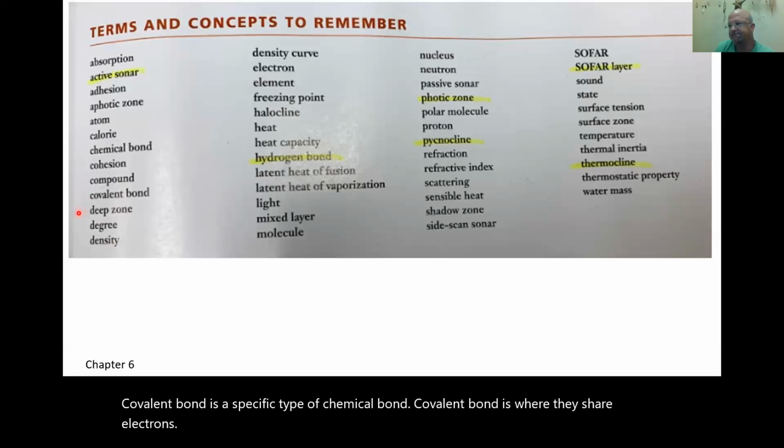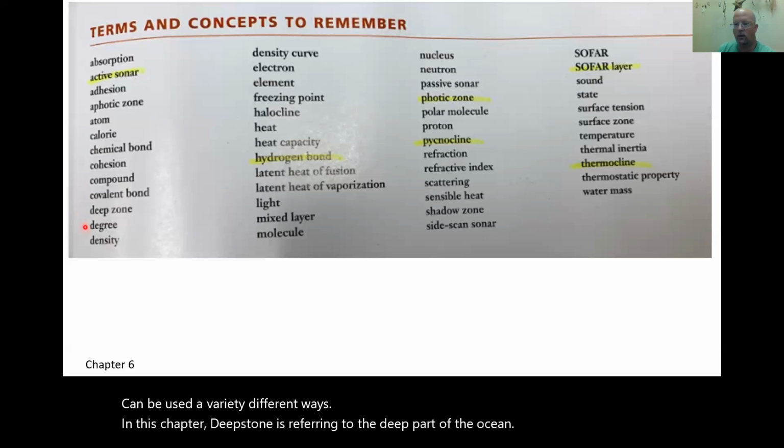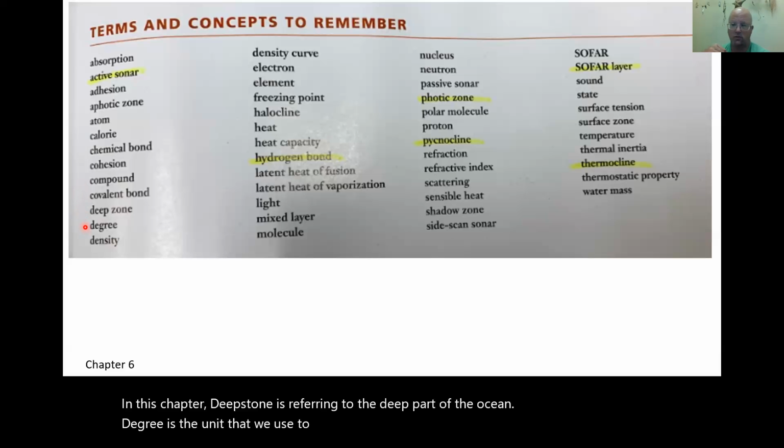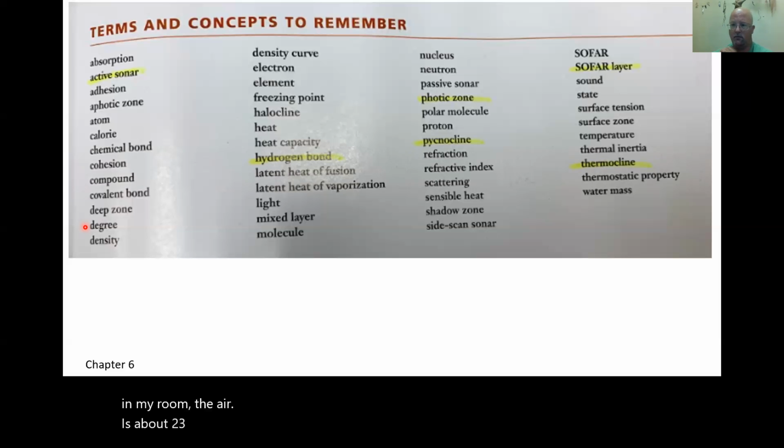Deep zone can be used a variety of different ways. In this chapter, deep zone is referring to the deep part of the ocean. Degree is the unit that we use to measure temperature change. So right now, the temperature in my room, the air, is about 23 degrees C, right? So degrees is the unit that we use.